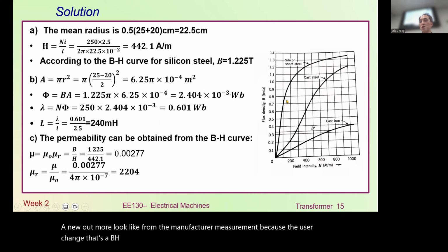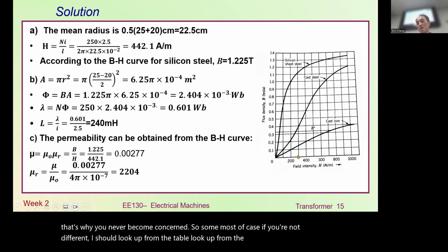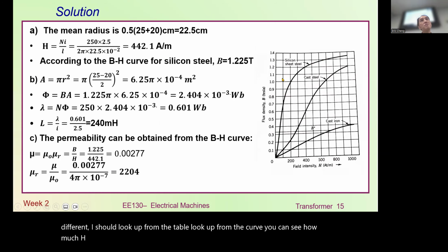That's a BH curve, B and H. The slope between them is the mu r, or the mu. So that's why it never becomes constant. In most cases, if it's not given, you are asked to look up from the table or from the curve: you see how much H field gives you the B field, and then look it up. So that's the way to do that.